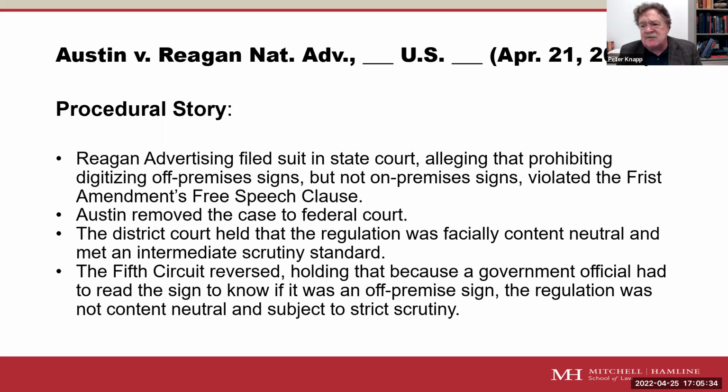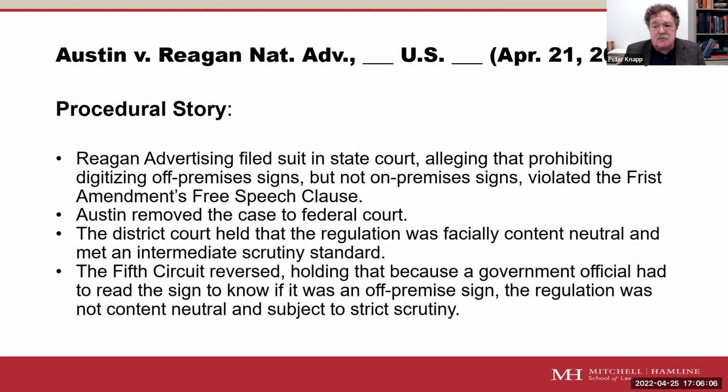And the reason the regulation isn't content neutral is because the government official's got to look at the content of the sign. And if you got to look at the content of the sign in order to figure out whether or not it applies, then that regulation is not content neutral and it's subject to strict scrutiny. And as those of you that have looked at con law know, most of the time something's subject to strict scrutiny gets a lot harder for it to be held constitutional.